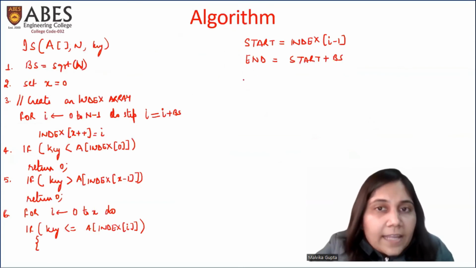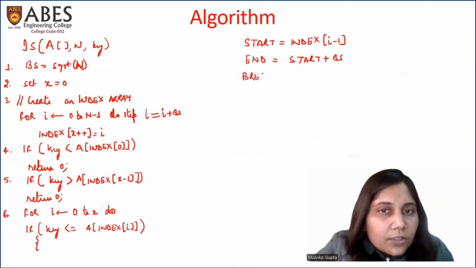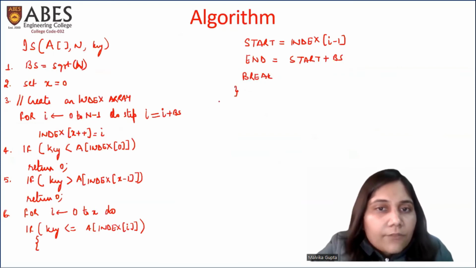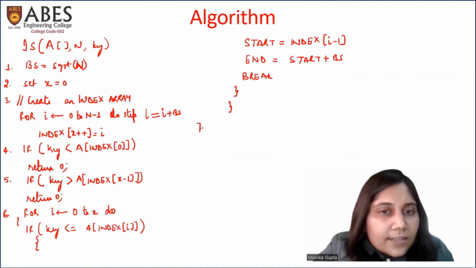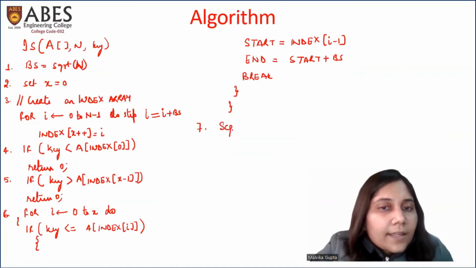Now, once I get it, I will break from this particular loop. I will come out of it, from the if condition and from my loop. If this is my loop, I have come out from this. And seventh point, I'm going to apply the sequential search function.